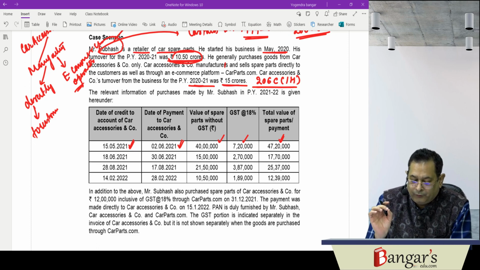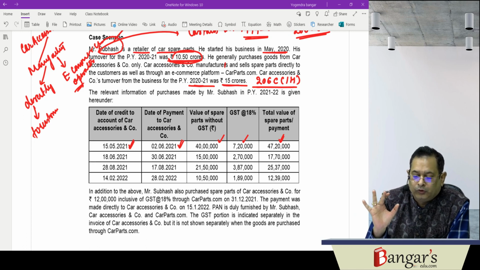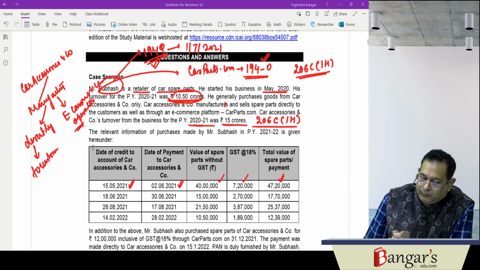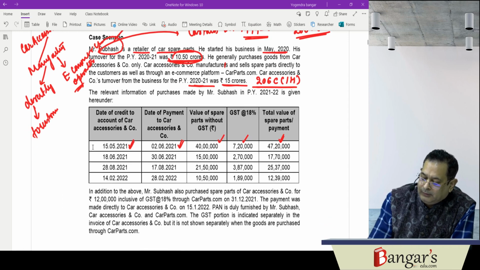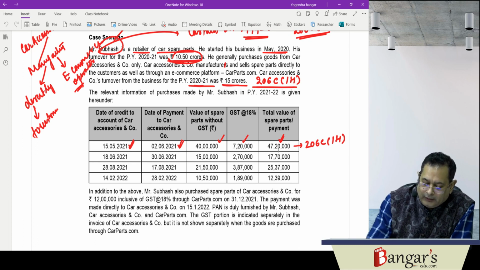Now here, on 15/5/21 when the credit is made to the account of Car Accessories, or on 2/6/21 when payment is made, the provisions of 206C 1H were applicable because the provisions of section 194Q were not in existence at that time. So fundamentally, when TDS provisions are not applicable, the same will be covered under 206C 1H. Now, the date of credit here is 18/6/21.